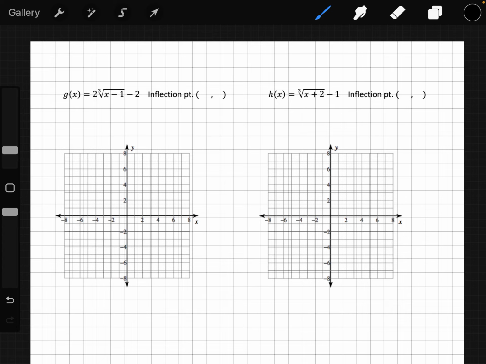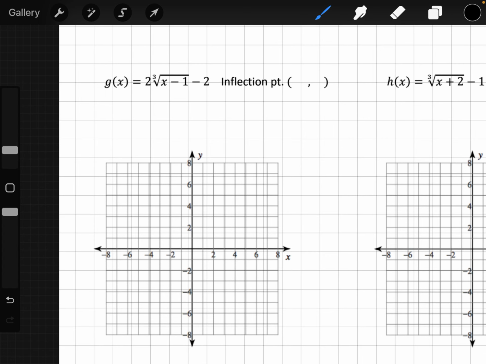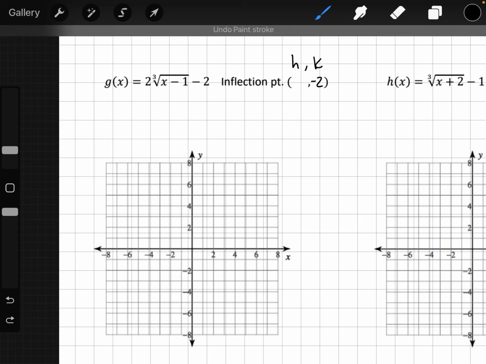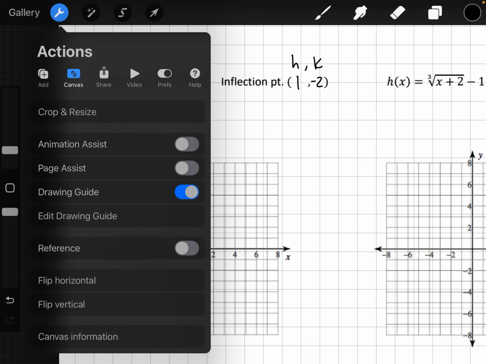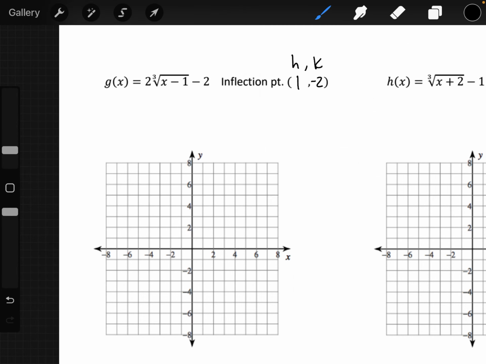H will indicate a left or right shift, and k will indicate a shift vertically up or down. Here are some examples working with cubic root functions. So the inflection point is h, k. K is negative 2, and h is 1. So we'll plot it at 1, negative 2. That's here. And we'll use reference points.